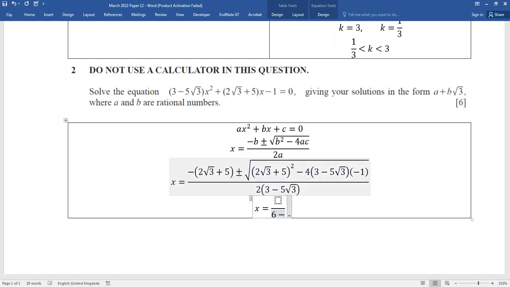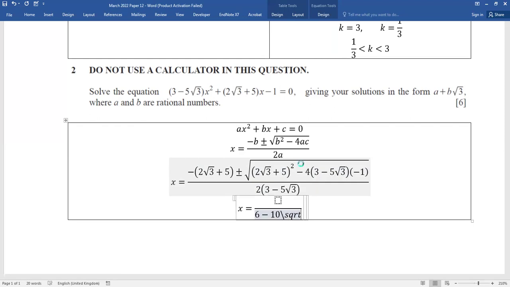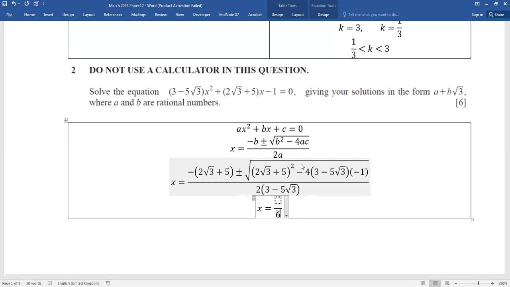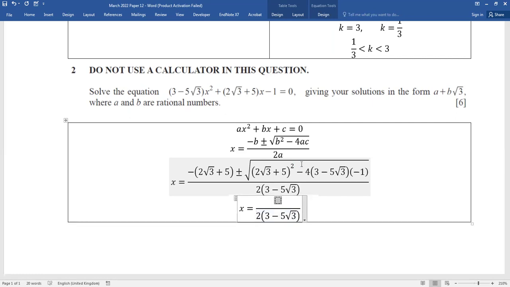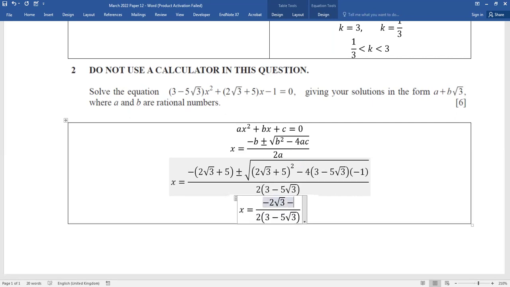So this is 6 minus 10 square root 3. If we have to cancel, we will see. Let's keep it like this for now. We will expand it if needed. Again common. Okay. So minus 2 square root of 3 minus 5 plus minus square root of.